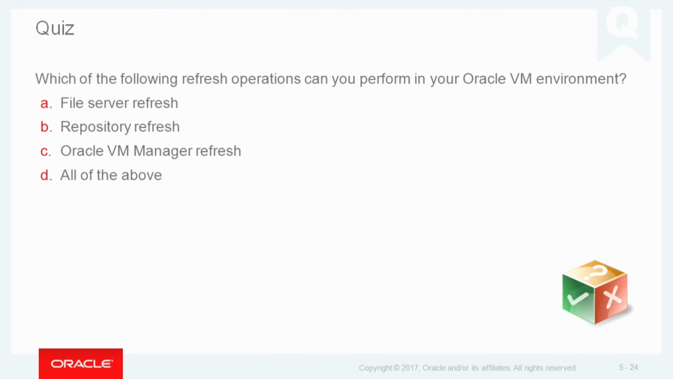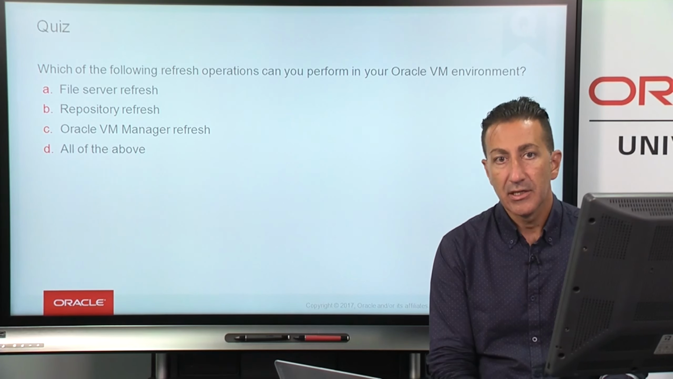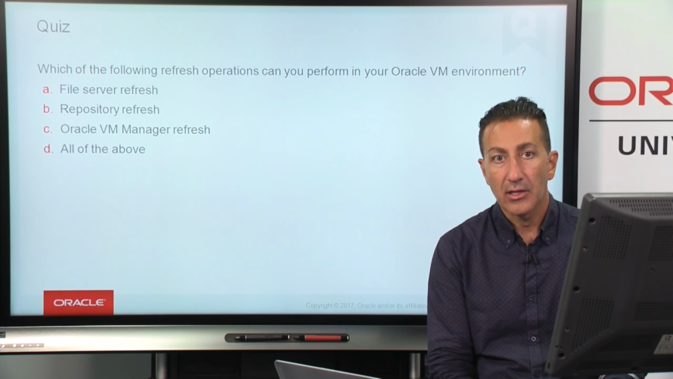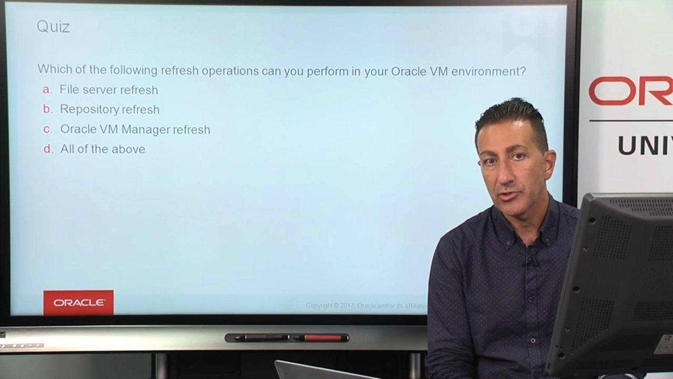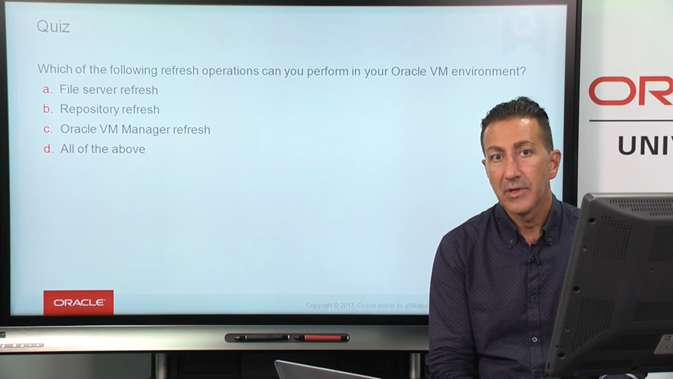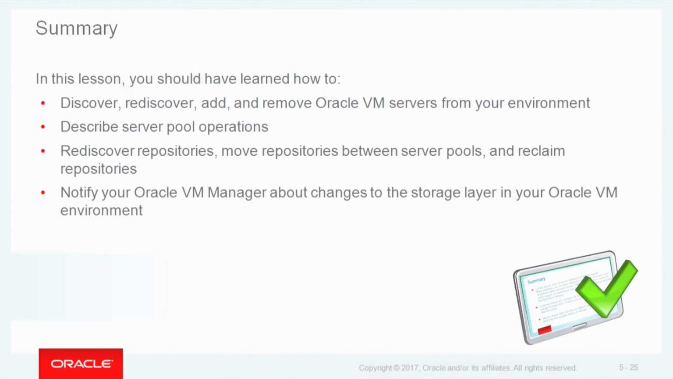So for the quiz, which of the following refresh operations can you perform in your Oracle VM environment? A, file server refresh, B, repository refresh, C, Oracle VM Manager refresh, D, all of the above. The correct answer is A and B, because you cannot perform an Oracle VM Manager refresh. You can refresh a file server, you can refresh a repository, you can refresh a physical LUN, you can refresh a file system, but you cannot refresh the Oracle VM Manager as it is.